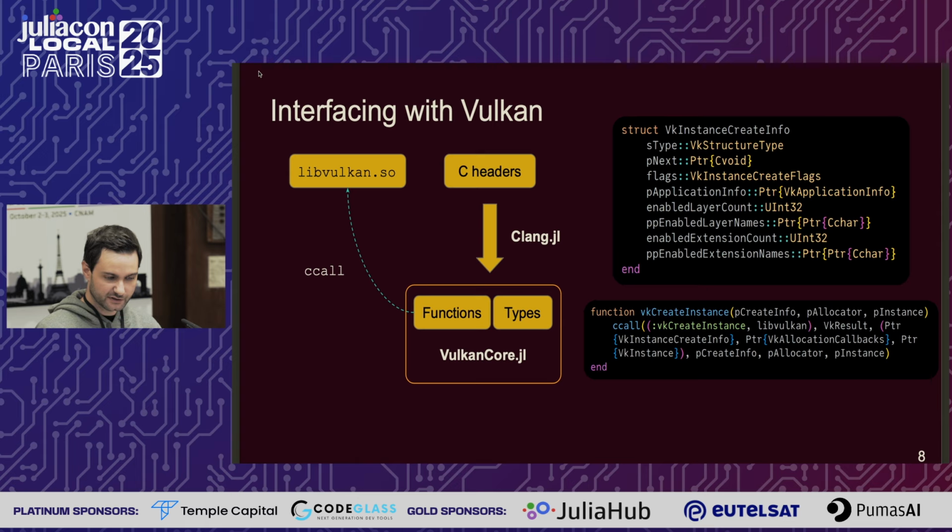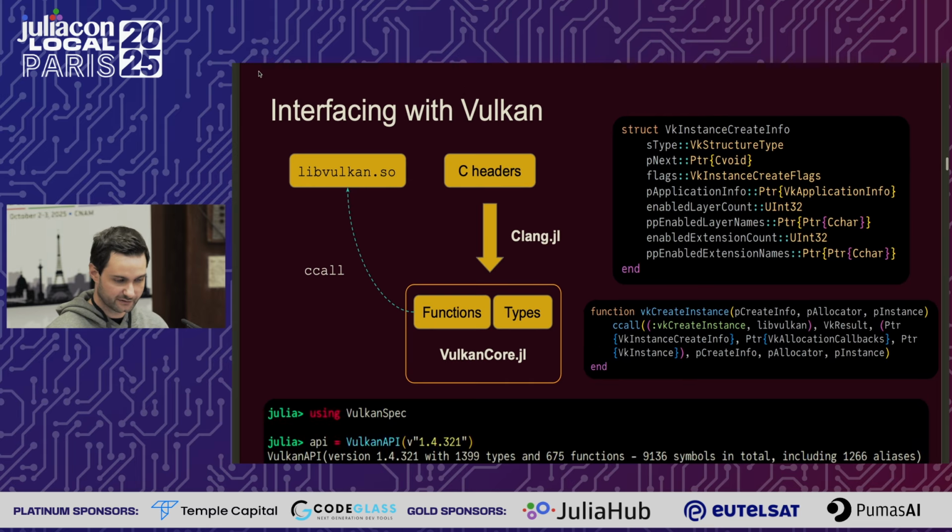The major issue with that is that you still have a lot of low-level things to worry about. See, in that structure, you have a bunch of pointers, and they're going to be very painful to deal with. And another consideration is that if you take a look at the Vulkan API, you have a lot of things in there. It's a huge API. On version 1.4.321, you have virtually 1,400 types and almost 700 functions.